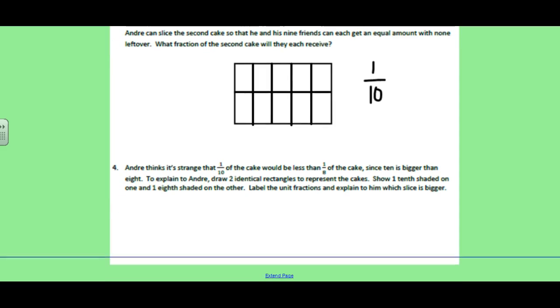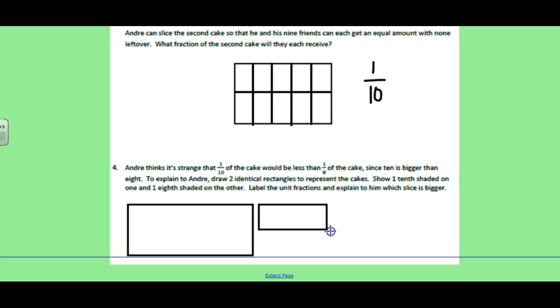Number 4 says, Andre thinks it's strange that 1/10 of the cake would be less than 1/8 of the cake, since 10 is bigger than 8. To explain to Andre, draw two identical rectangles to represent the cakes. Show 1/10 shaded on one and 1/8 shaded on another. Label the unit fractions and explain to him which slice is bigger. So there's a lot being said in that problem. First thing that we need to know is that we're going to have two rectangles that are going to be the exact same size.